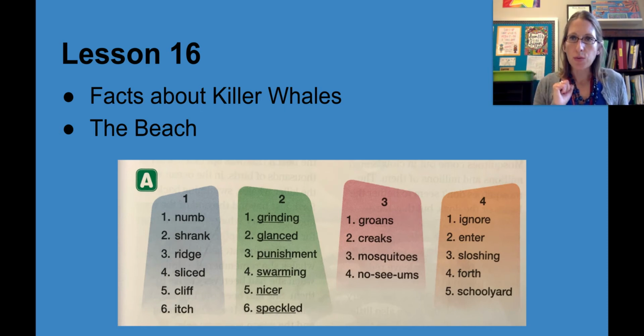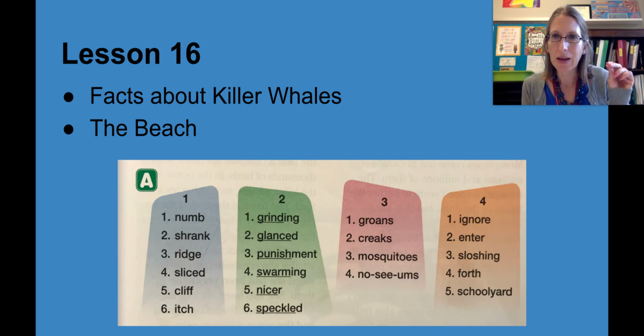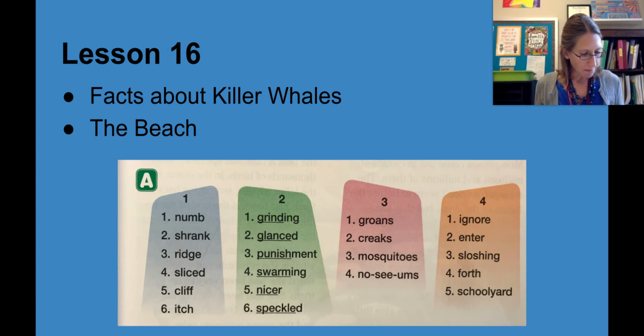Word 1 is groans. What word? Word 2 is creaks. What word? Word 3 is mosquitoes. What word? Word 4 is no-see-ums. What word? And in the last story, we read about how no-see-ums are these teeny tiny biting insects, sort of like teeny tiny flies or teeny tiny mosquitoes called no-see-ums.